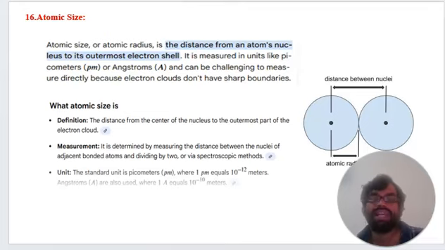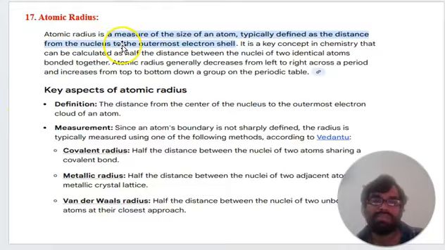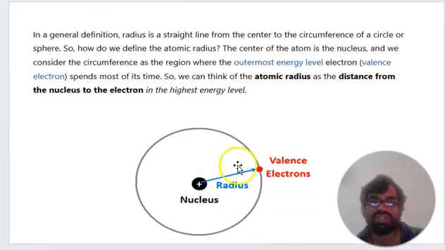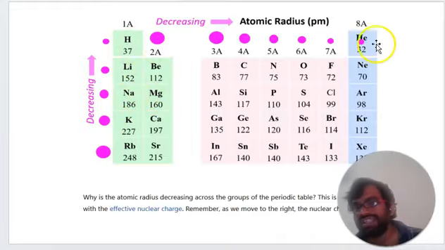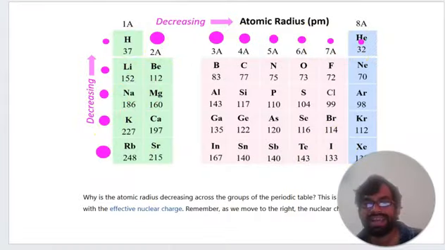And you can see what is atomic size. This is also a very important question. What is atomic size? And next one, atomic radius. What is atomic radius? I have given a very simple definition here. You can see this picture to understand atomic radius as the distance from the nucleus to the electrons. And you can see the decreasing order of atomic radius across groups and periods, the periodicity.